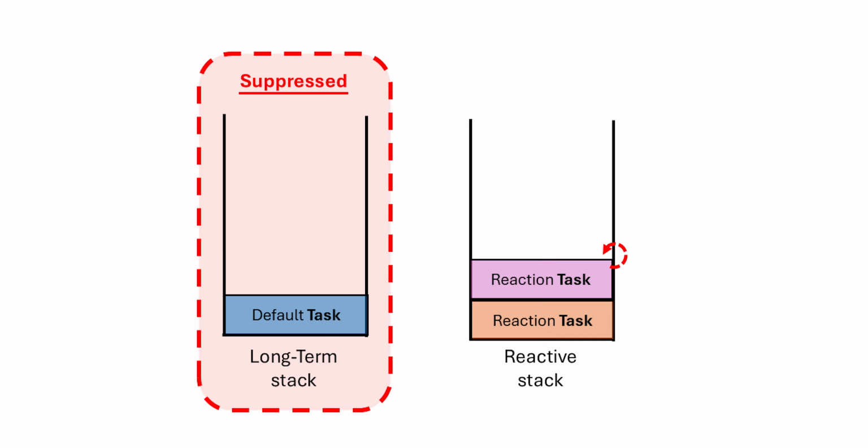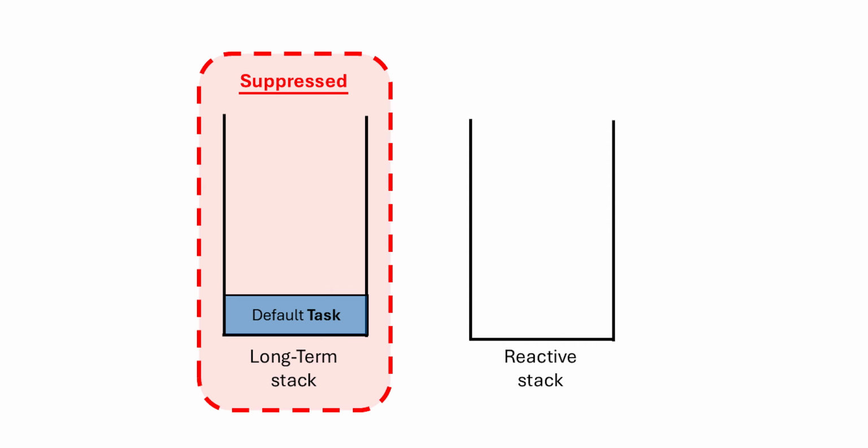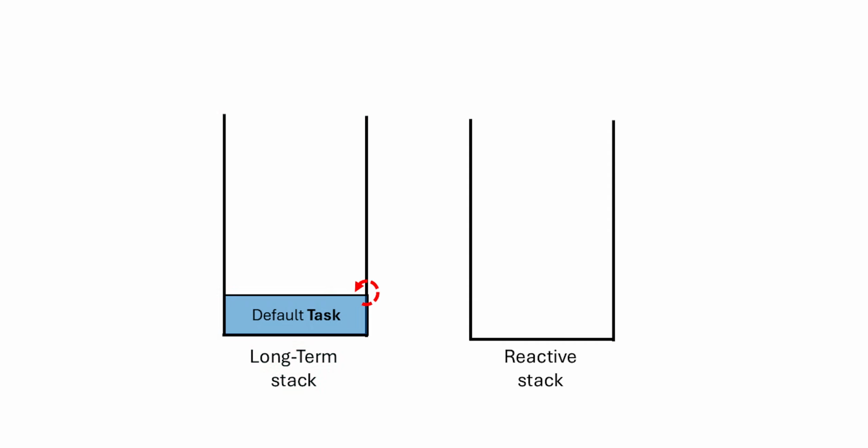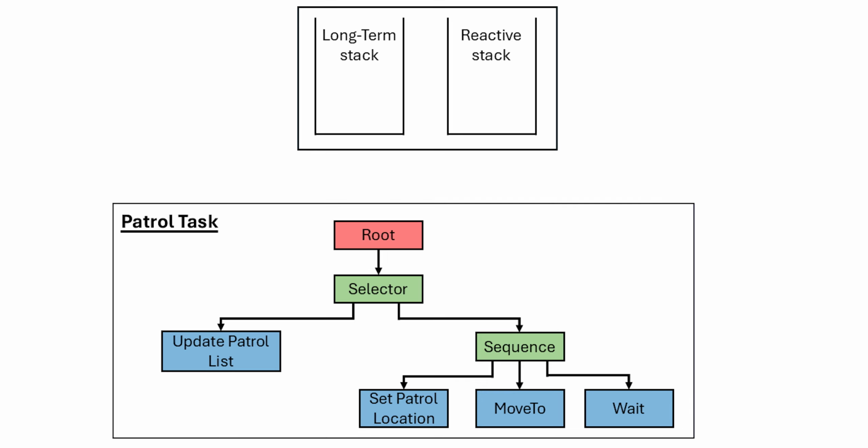You can also clear an entire stack if needed, meaning the long-term stack is no longer suppressed and we return to our default behaviour. You may be wondering what this has to do with behaviour trees. Well, if we move our reactive stacks up to the top and bring back the patrol behaviour tree, this tree is our patrol task, which can be our default behaviour.